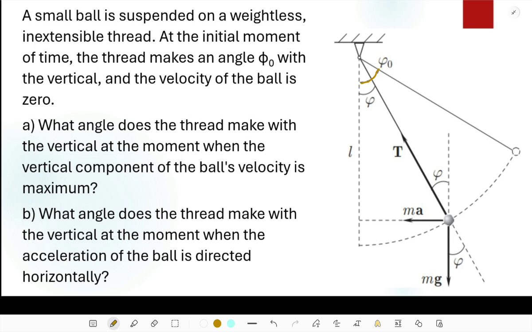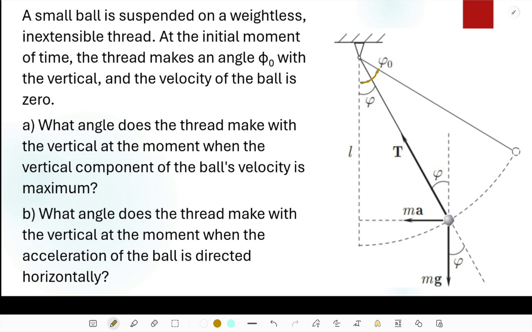And the second part of the question says, what angle does the thread make with the vertical at the moment when the acceleration of the ball is directed horizontally? Did you guess something? I think both are the same question, because you need to consider first of all that the vertical component of the ball's velocity is maximum when the ball's acceleration is directed horizontally.